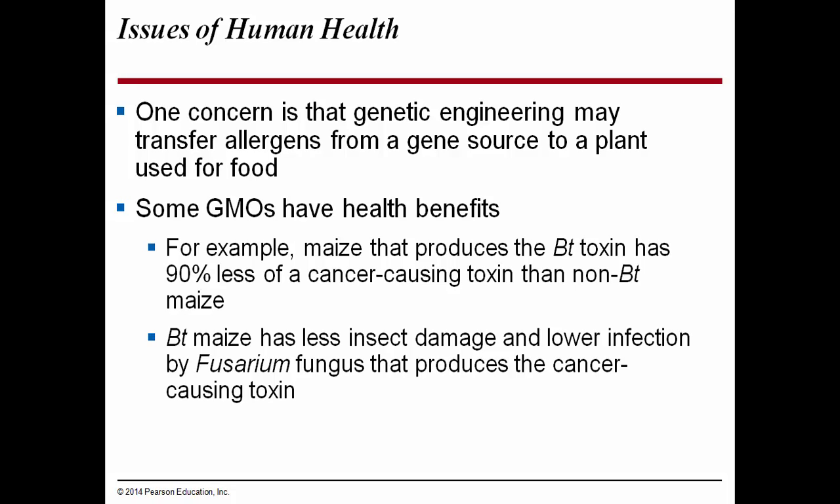Some GMOs have health benefits. For example, the corn that produces the Bt toxin has 90% less of a cancer-causing toxin than non-Bt corn. Bt corn has less insect damage and lower infection by fusarium fungus, which produces the cancer-causing toxin. Okay, so the fungus produces the toxin, and the Bt corn has lower infection rates by this fungus, and so it produces less of this cancer-causing toxin.